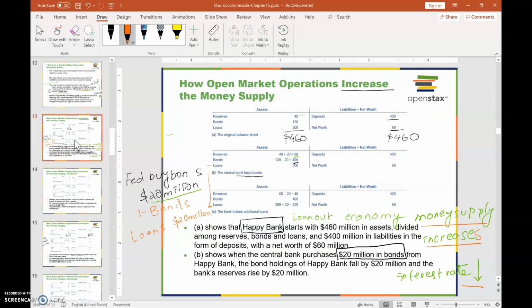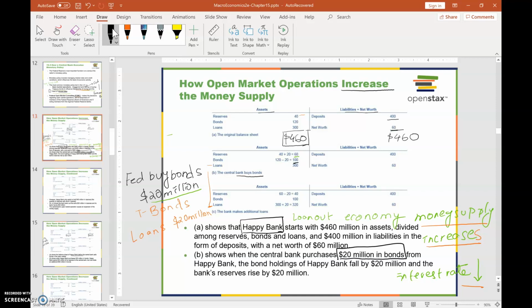Now let's look at this using numbers. So initially I have the Happy Bank, which is the commercial bank in our example. Happy Bank's balance sheet, which consists of assets on the left and liabilities and net worth on the right, and both numbers match up. The assets are divided into reserves, which is the amount of money the commercial bank owns. Then it has bonds and it has loans. And everything adds up to 460.